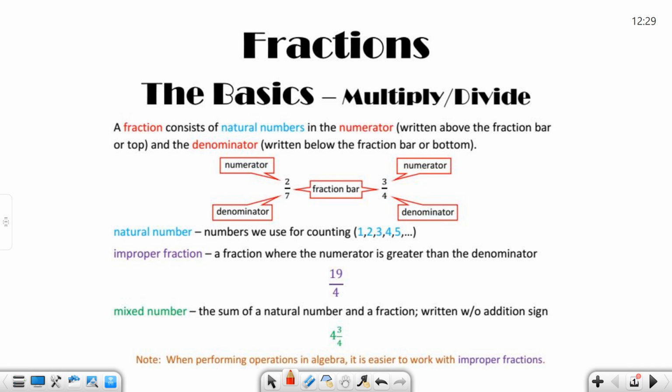Fractions, the basics, multiply and divide. So again, let's reiterate this, go back over this. A fraction consists of natural numbers in the numerator, that's written above the fraction bar at the top, and the denominator written below the fraction bar or in the bottom.